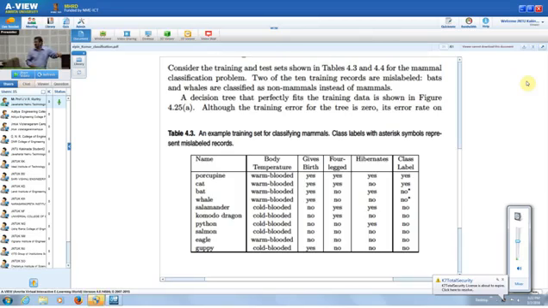And gives birth. Gives birth means whether the baby comes straight away from the mother's womb, or you have an egg, and by hatching the egg you get the child. That is one criterion: gives birth, yes or no. Is it four-legged or two-legged? Four-legged, yes or no. That is one criterion. Hibernates is another criterion.